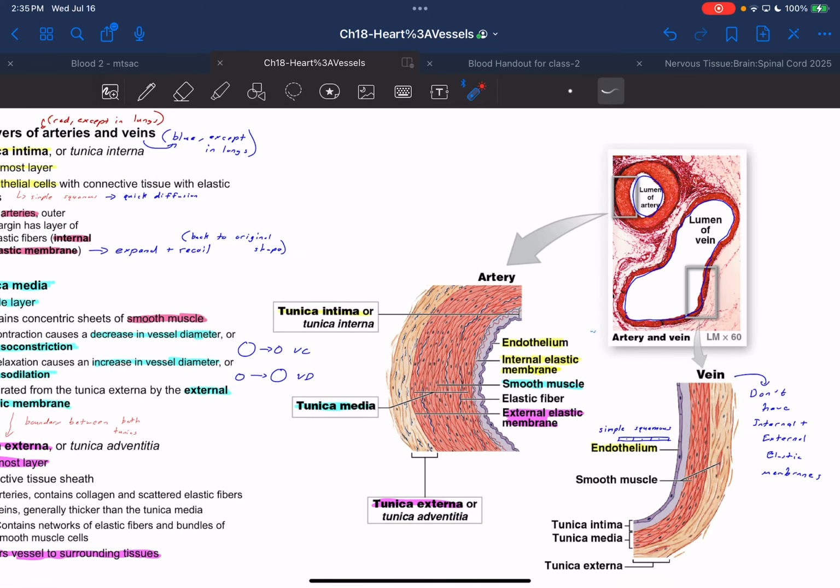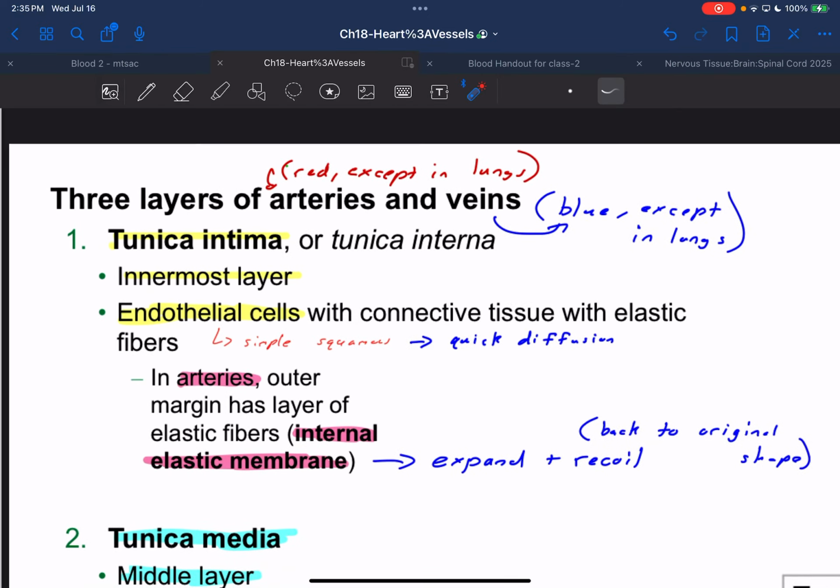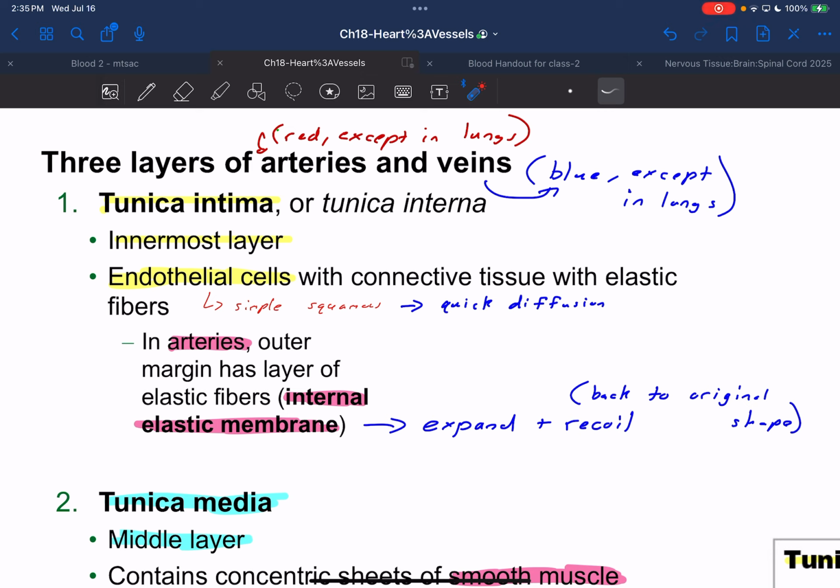And so these layers are named after their arrangement. You have tunica intima, like intimate means really, really personal, right? Really intimate, very close inside of you, innermost part of you, innermost layer. So it's the deepest layer.